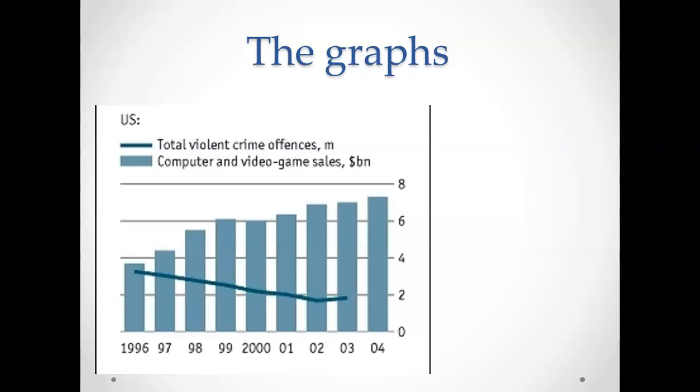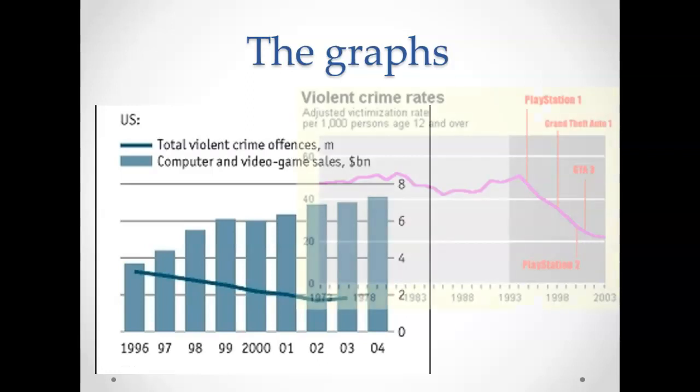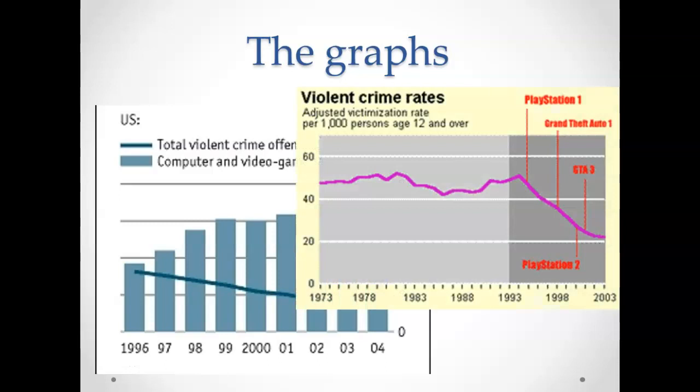Now, I told you this was advanced, so here is the other graph. The other graph shows the rate of victims for every 1,000 persons. And it shows you the number of victims in comparison to the release of certain video game platforms and specific video games like Grand Theft Auto 1 and here Grand Theft Auto 3.